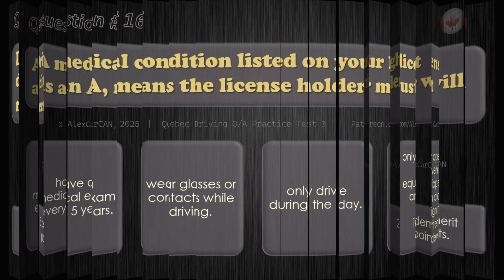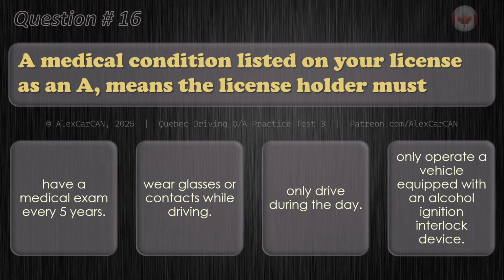Question number 16. A medical condition listed on your license as an A means the license holder must have a medical exam every 5 years, wear glasses or contacts while driving, only drive during the day, only operate a vehicle equipped with an alcohol ignition interlock device. The correct answer is wear glasses or contacts while driving.